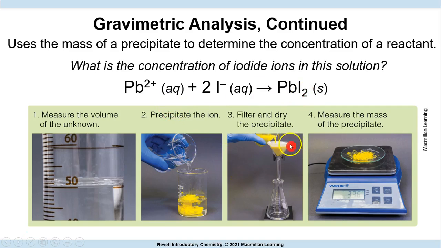And we are going to filter the product that is formed and then dry it. After drying it, we will weigh the product. And then after weighing the product, we will determine the number of moles of the product. Because from the grams, we can divide by the molar mass of the lead iodide to know the moles of lead iodide. So from the moles of lead iodide, we are going to use the balanced equation to determine the moles of the iodide.